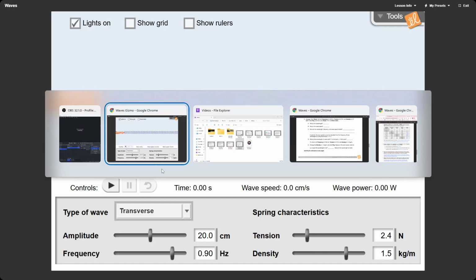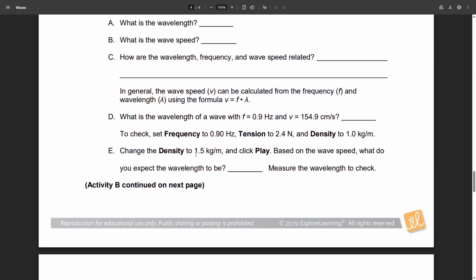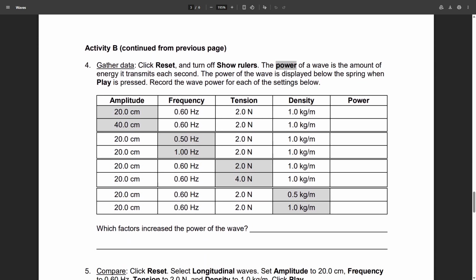So this is the second page of activity B. We just finished question 3. Now we're on to question 4. Gather data, click reset, and turn off show rulers.